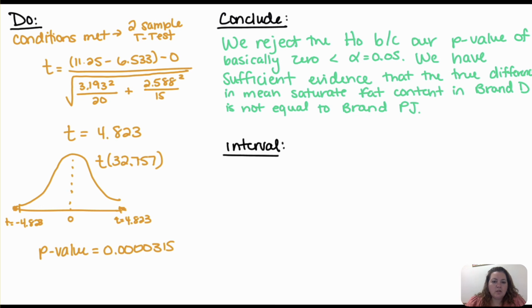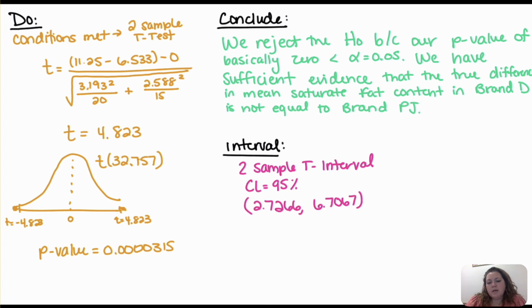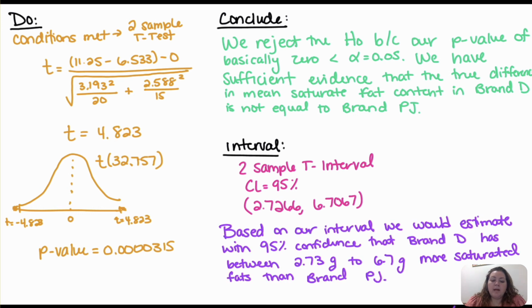They also asked us to go ahead and do an interval if they were not the same. So I can tell that there is a difference. So I'm going to do a 2-sample t interval. My confidence level is going to be 95%. When I throw that in my calculator, I get the interval from 2.7266 to 6.7067. So based on our interval, we would estimate with 95% confidence that brand D has between 2.73 grams to 6.7 grams more saturated fats than brand PJ. Okay, that was because my entire interval is positive. I did D minus J, which means D was always bigger.